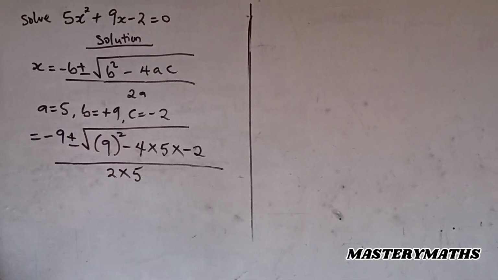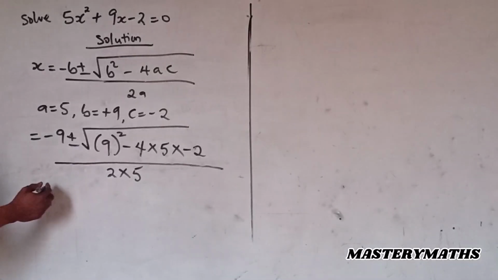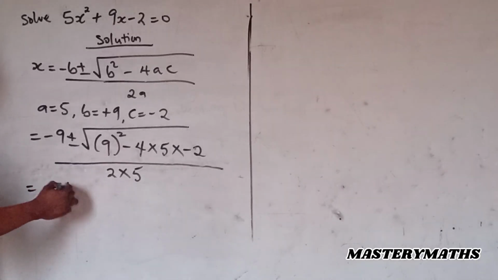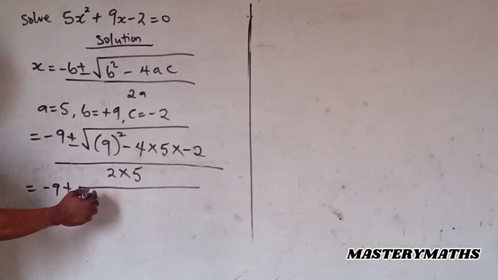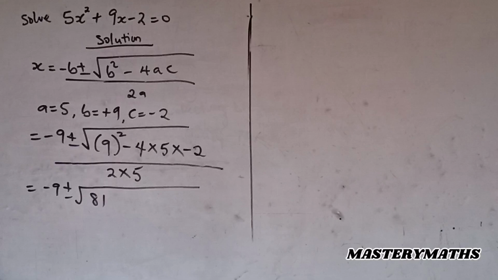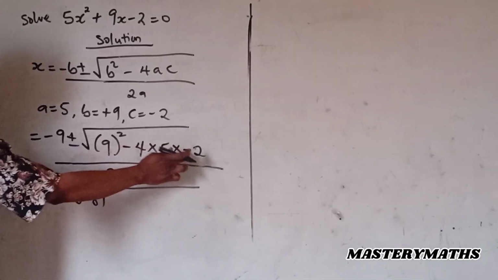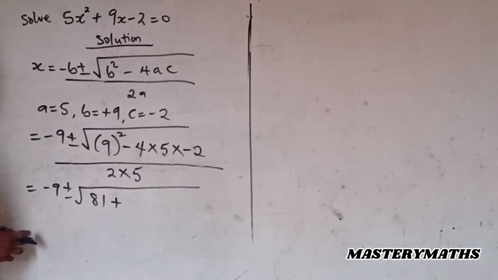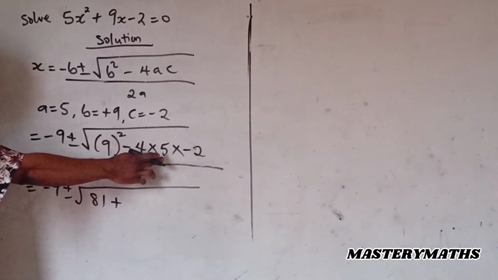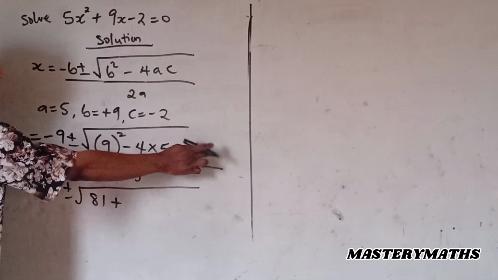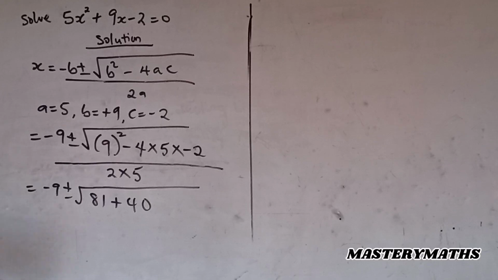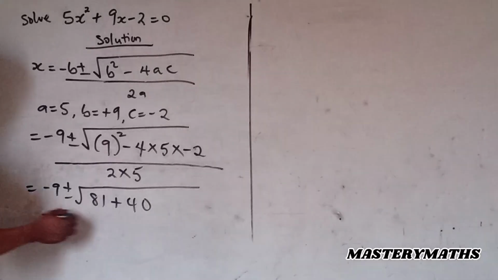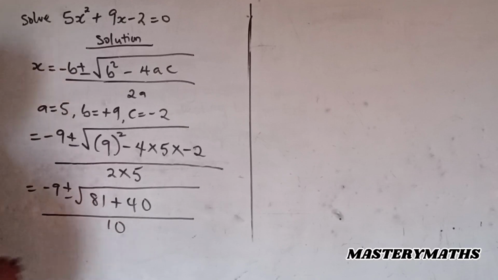Now let's solve. First of all, you have your minus 9 plus or minus. Your 9 squared is 81. Then you have minus times minus, which is plus. Your 4 times 5 is 20. 20 times this 2 is 40. You see it now? Then all over 2 times 5, which is 10.